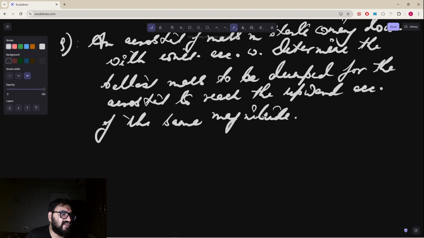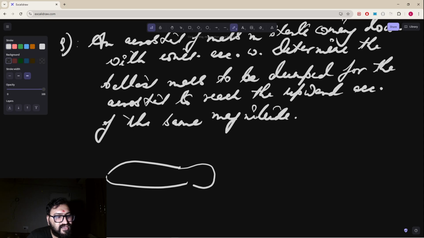So basically it's a body, like an aircraft. It floats in the air. It has buoyancy, an upward force, and this upward force is because of a very light gas. In this problem, we need to neglect the air drag.